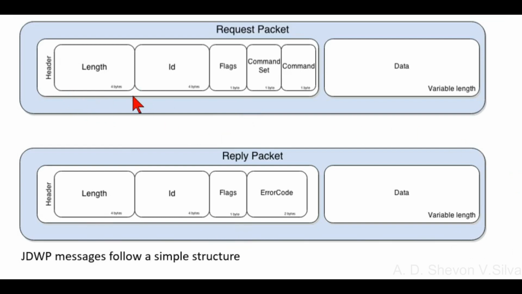Shared header fields. Length. The length field is the size in bytes of the entire packet, including the length field. The header size is 11 bytes. So a packet with no data would set this field to 11.